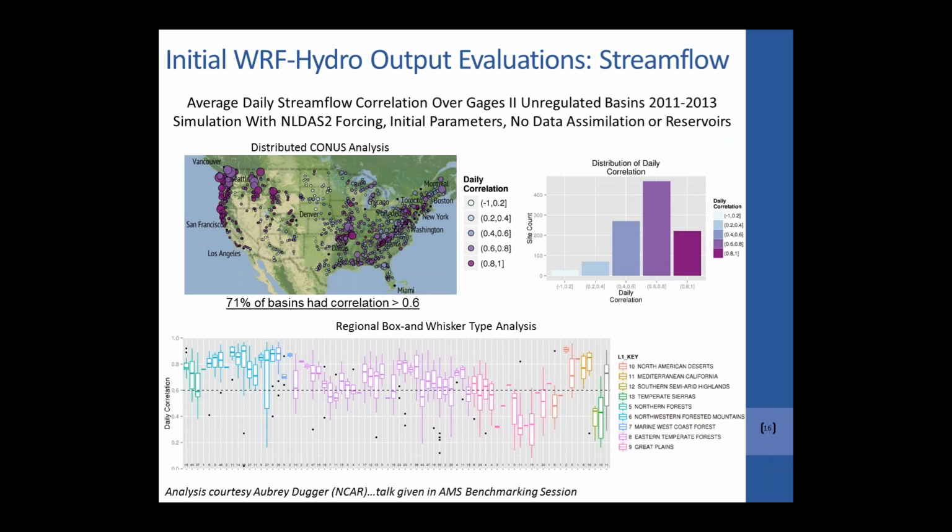Meanwhile, NCAR has been diving into evaluating some of the initial output from the development runs of WRF-Hydro. I'll emphasize that these are not complete WRF-Hydro runs in terms of they don't have all the bells and whistles that the operational version will have. For example, this is a correlation assessment over unregulated basins over a couple-year period. The circles darken with higher correlation values. So ideally, we'd want to see really dark circles everywhere. And in fact, we do see quite a lot of that, which is great.